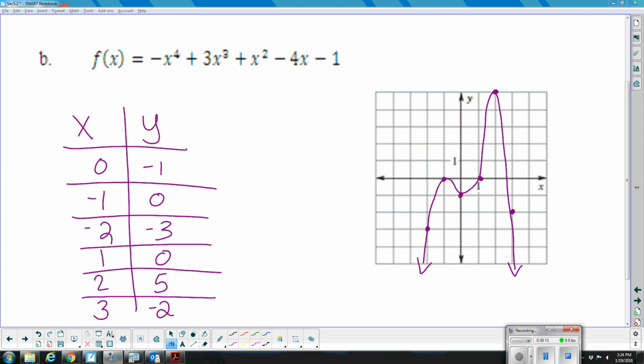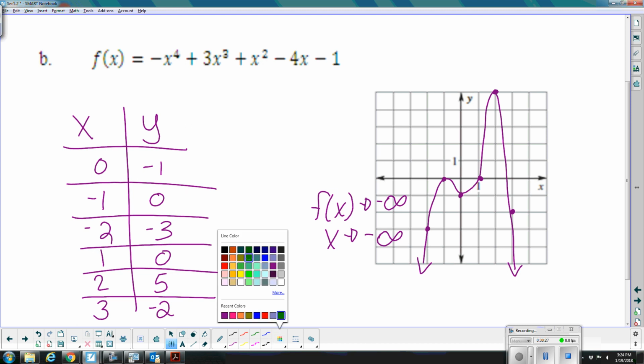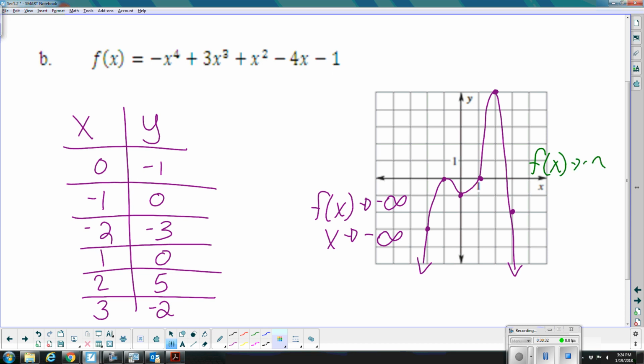So in this, as x approaches negative infinity, f of x approaches negative infinity. And as x approaches positive infinity, f of x approaches negative infinity. Okay, so if you look at the bottom right-hand corner of your end behavior polynomials sheet, we have an even degree and a negative leading coefficient.